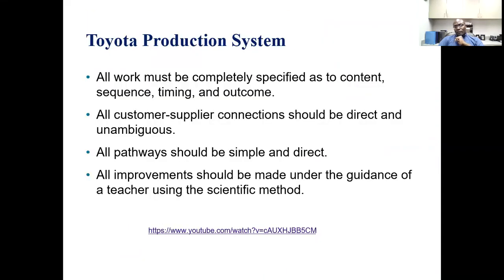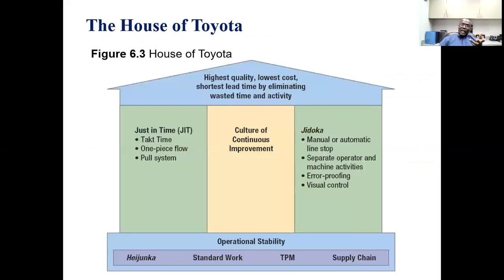I also have a video on the Toyota production system because I strongly believe that it makes sense for operations managers interested in figuring out what lean is all about to go back to the source of where this whole lean manufacturing movement began. The TPS system is built out of what we call the House of Toyota, and the House of Toyota basically describes how Toyota views quality as well as lean manufacturing.